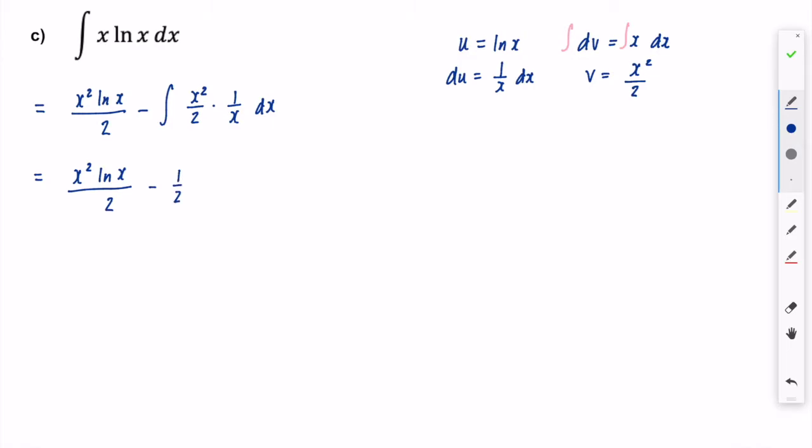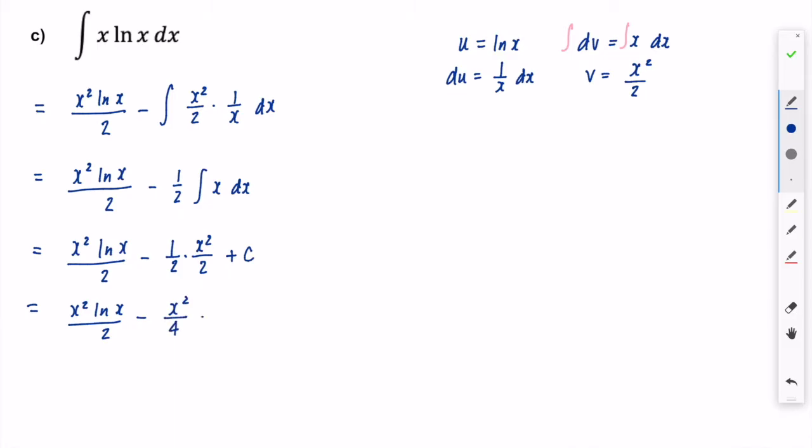So now I'm going to simplify the second integral here. And I have x dx. That's good news, right? Because this will give me negative 1 over 2 times x squared over 2 plus c. If you prefer, you can factor or you can leave it in expanded form and write your answer as such. x squared ln x over 2 minus x squared over 4 plus c.